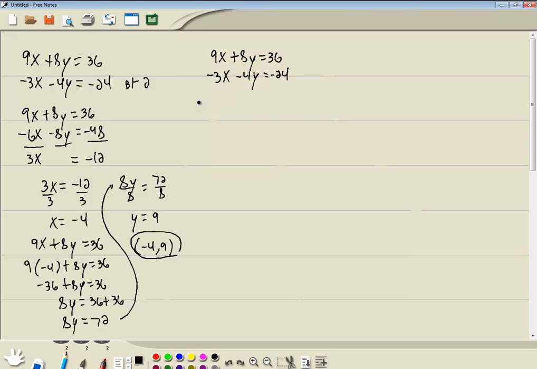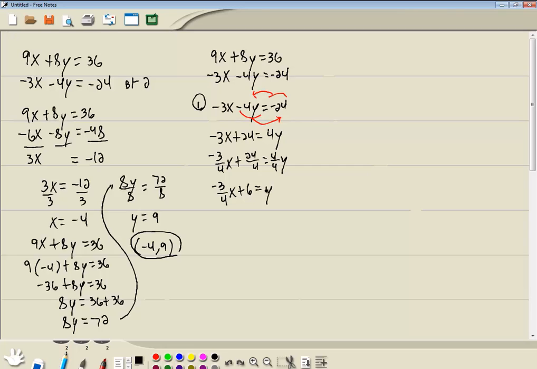Okay, step 1. You pick one of the equations and solve for one of the variables. I'll pick the second one. So I got negative 3x minus 4y is equal to negative 24. And I'm going to solve it for y. So I take the negative 4y over to the right side, negative 24 to the left side. So I got negative 3x plus 24 is equal to 4y. Divide everything by 4. So we got negative 3/4 x plus 24 divided by 4 is equal to 4 divided by 4y, which gives us negative 3/4 x plus 6 is equal to y.